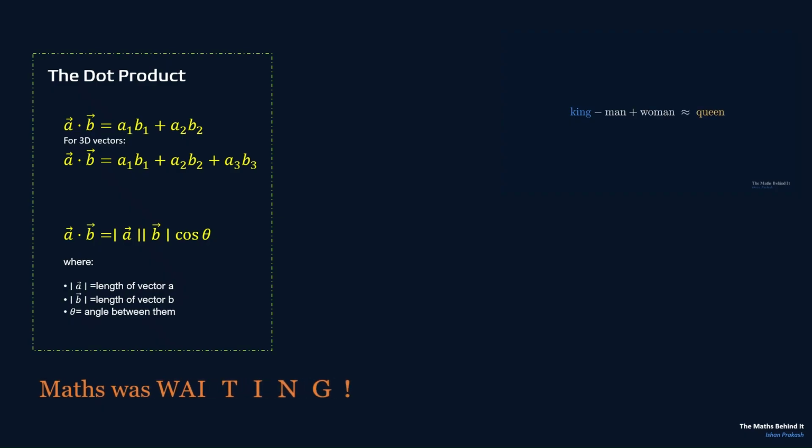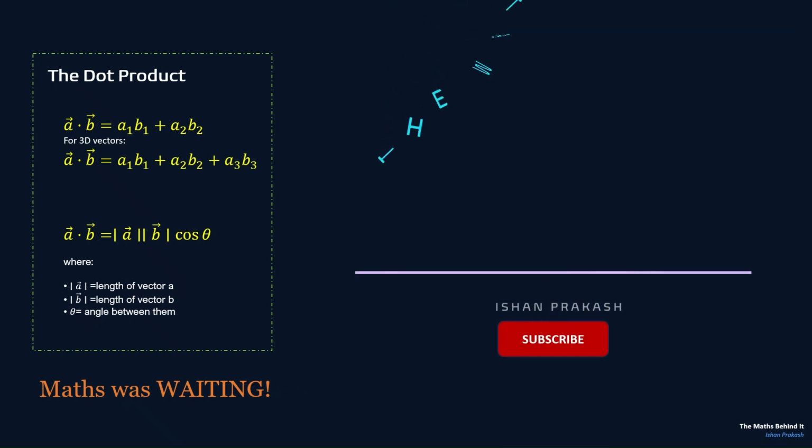Next episode, how the model learns those word vectors in the first place. Spoiler, it's differentiation.